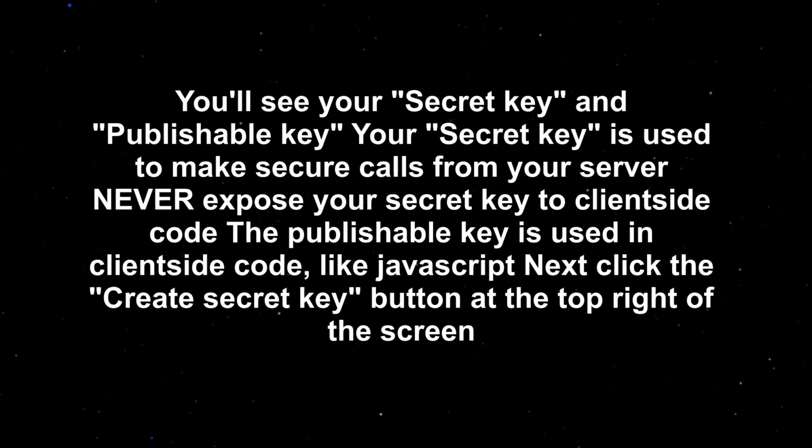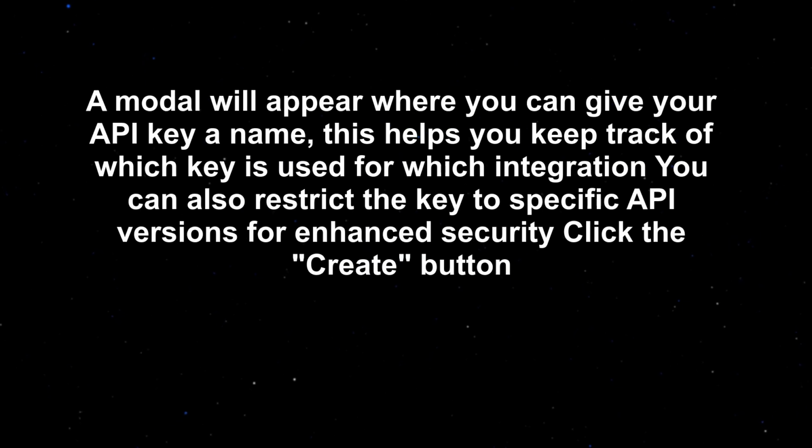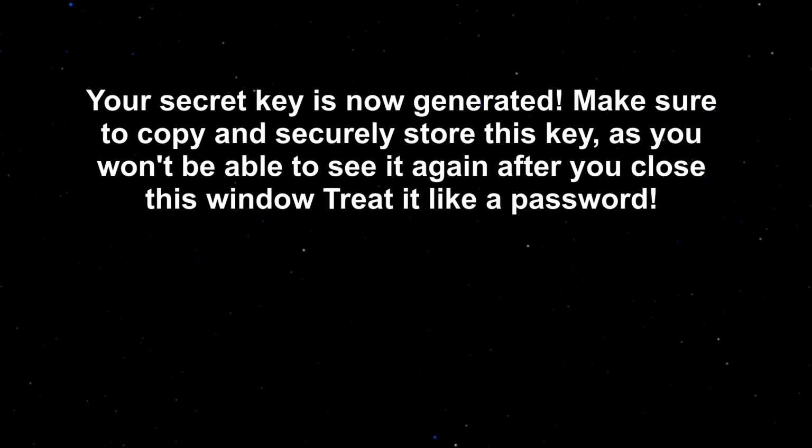Next, click the Create Secret Key button, the top right of the screen. A modal will appear where you can give your API key a name. This helps you keep track of which key is used for which integration. You can also restrict the key to specific API versions for enhanced security. Click the Create button. Your secret key is now generated.